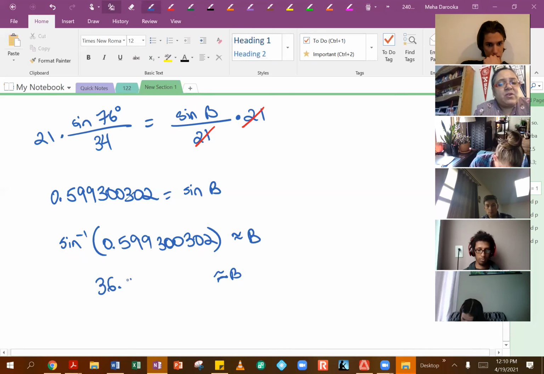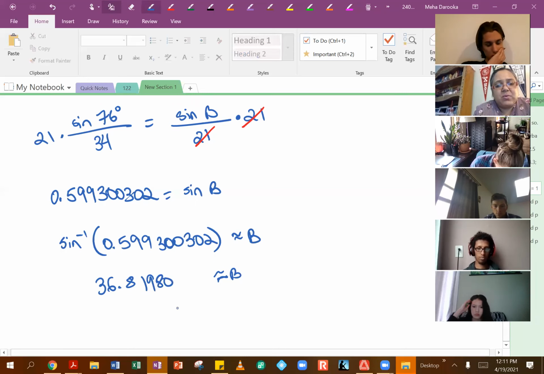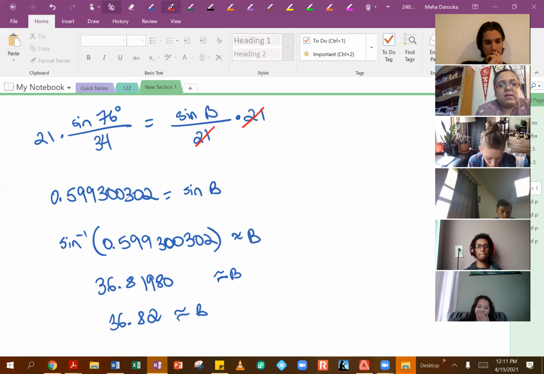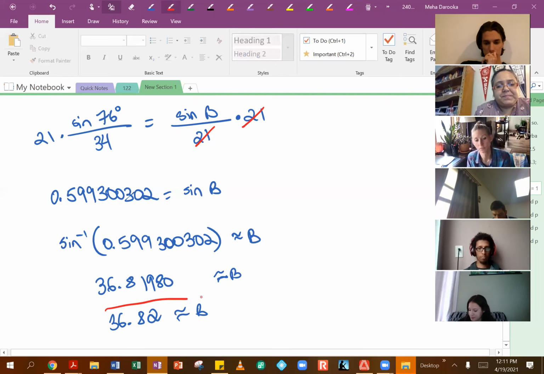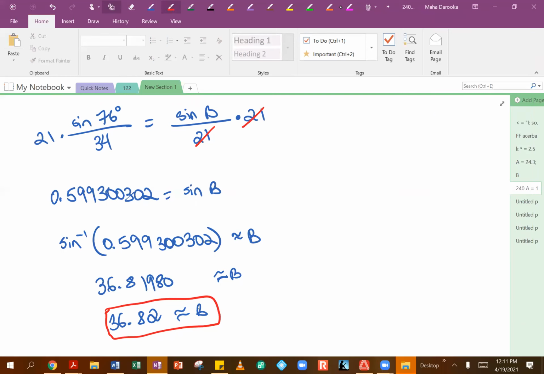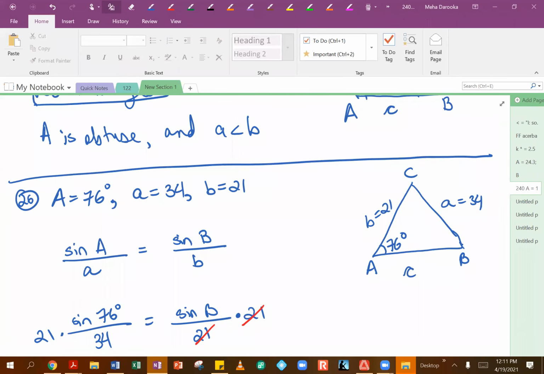So 36. And your raw answer is 0.81980. And it keeps going. But round it to 2 decimal places, this will become 36.82. Alrighty, so that's our angle B. So we have now found angle B.